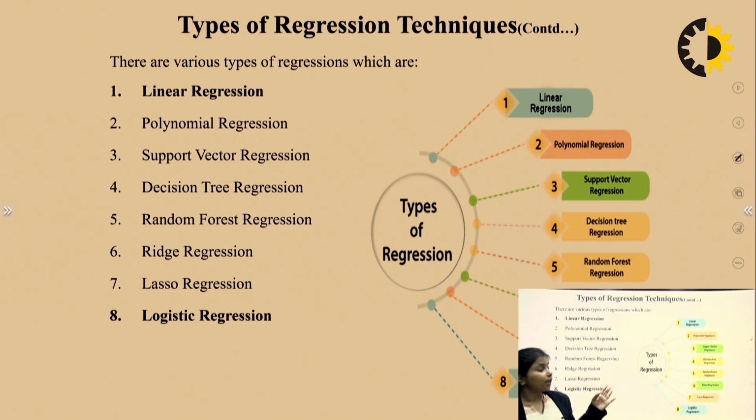Next is random forest regression. In random forest regression, multiple decision trees are given, all the outputs of the multiple decision trees are combined in one place, and then the average result is produced. Next is ridge regression. Ridge regression is also known as L2 regression, and lasso regression is also known as L1 regression. Both are used for minimizing the errors.